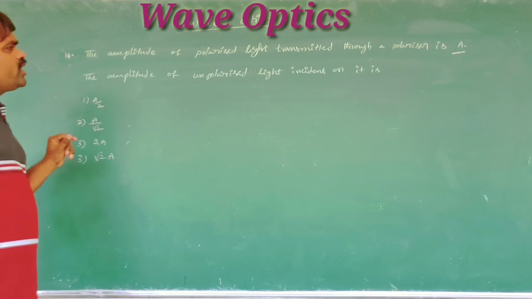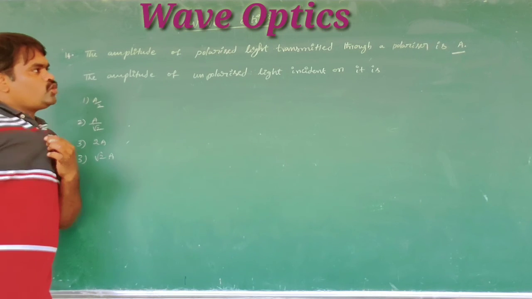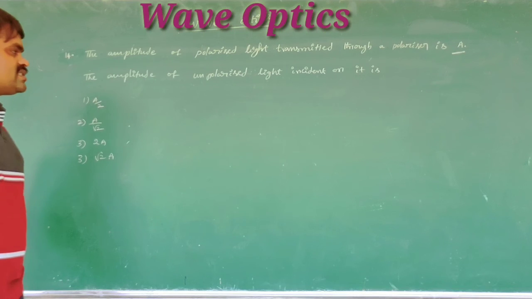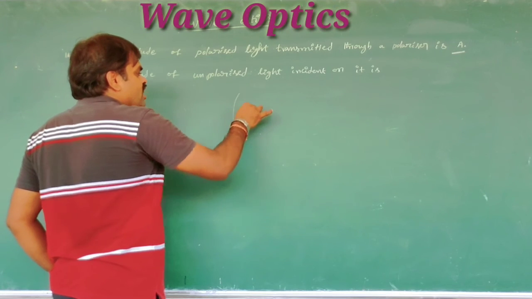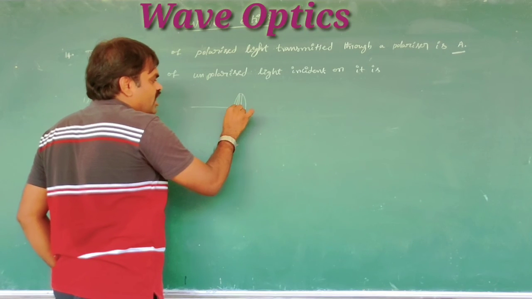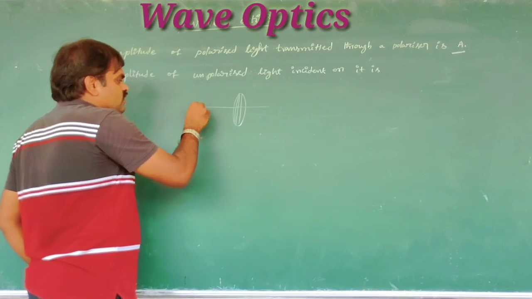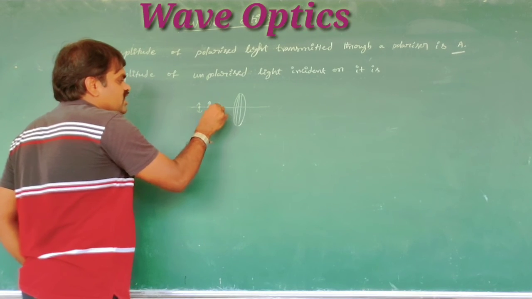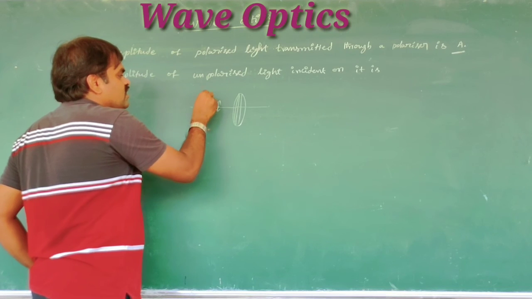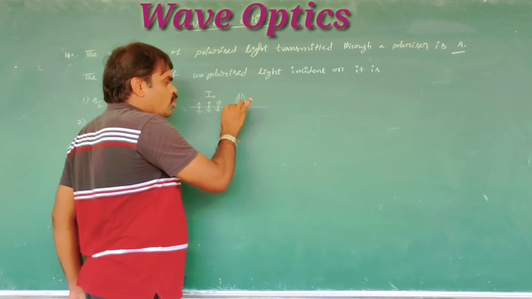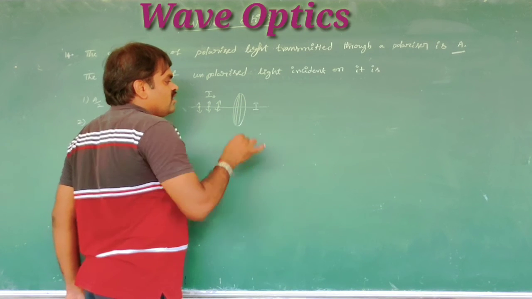The amplitude of polarized light transmitted through the polarizer is A. The amplitude of unpolarized light incident on it is, here it is a polarizer. The unpolarized light will be incident on it, and we consider its intensity as I naught. Then it passes through the polarizer and is transmitted.